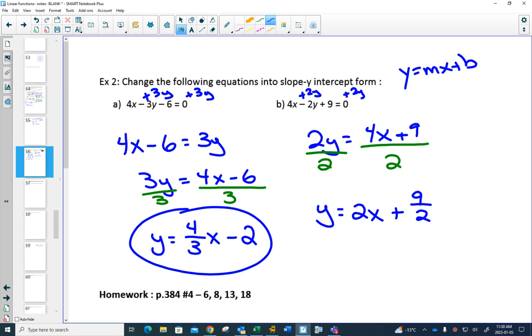How would you graph the 9 over 2? It's between 4 and 5. So as a decimal, it's a bit easier to visualize where that is. So sometimes we change things to decimals so we have a better visualization. So you would graph that y-intercept between 4 and 5.